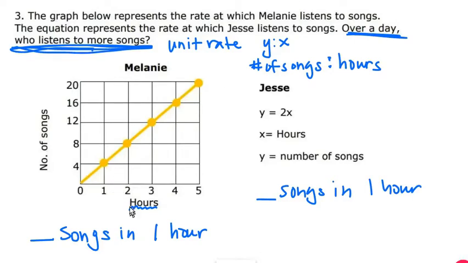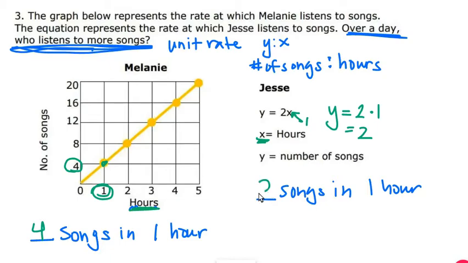So let's go to Melanie. In 1 hour, 4 songs. Let's look at Jessie. We want 1 hour, and x is my hours, so I'm going to substitute the x with a 1. So in 1 hour, Jessie listened to 2 songs.